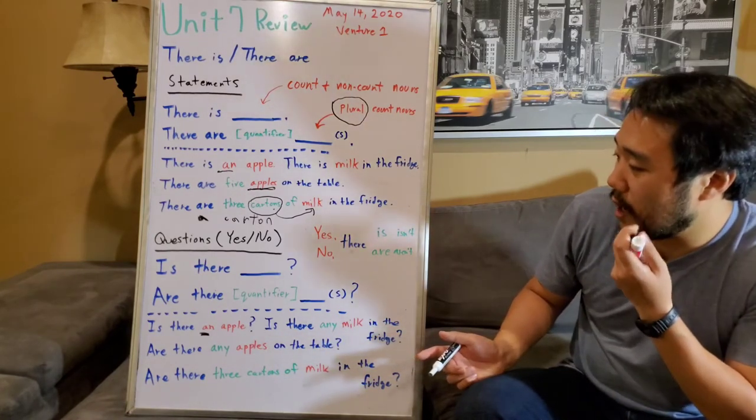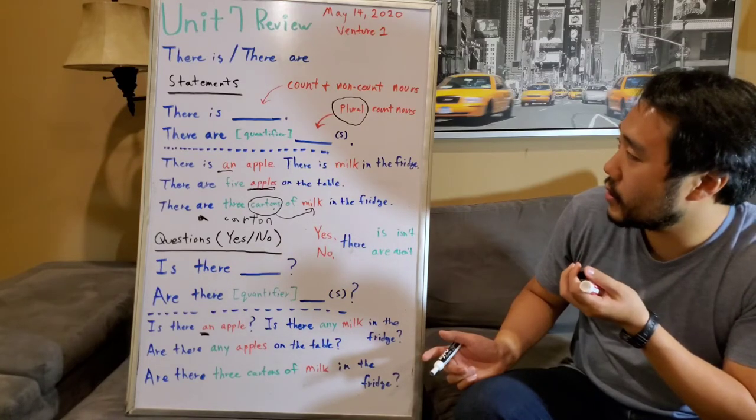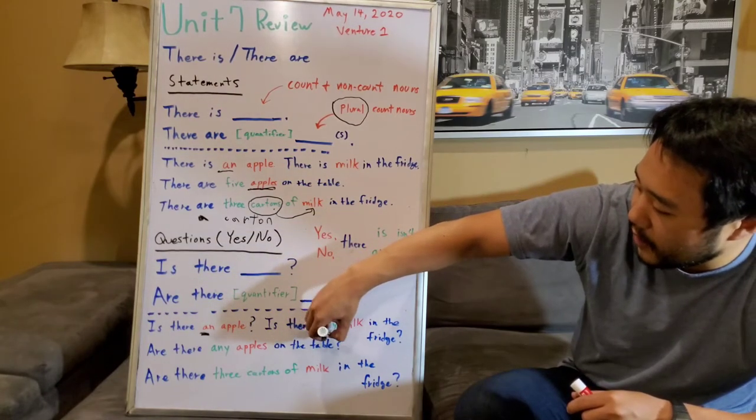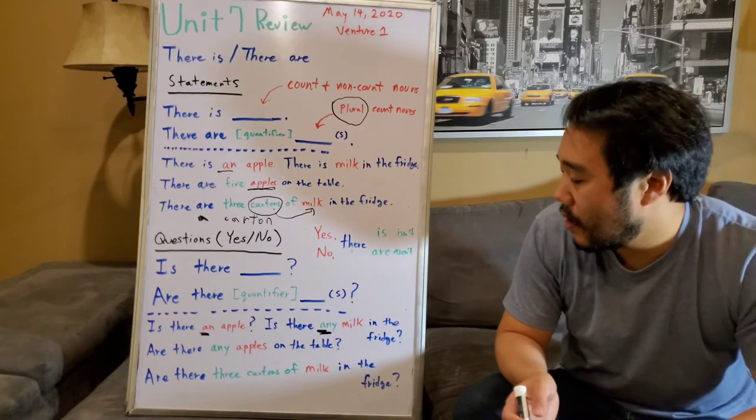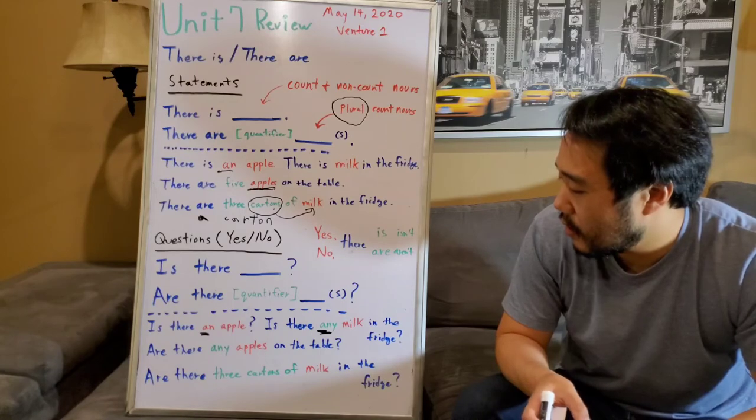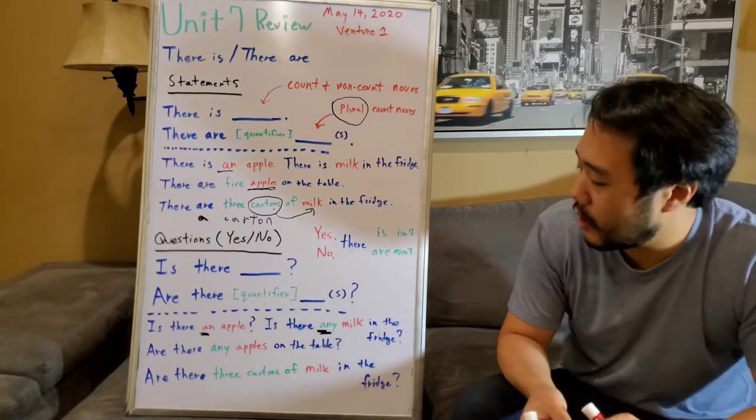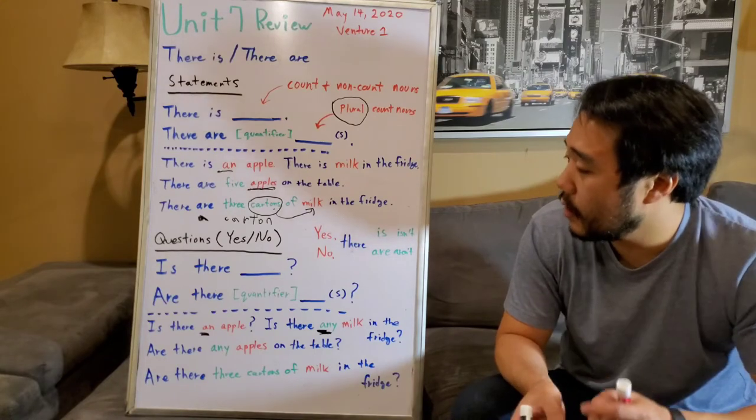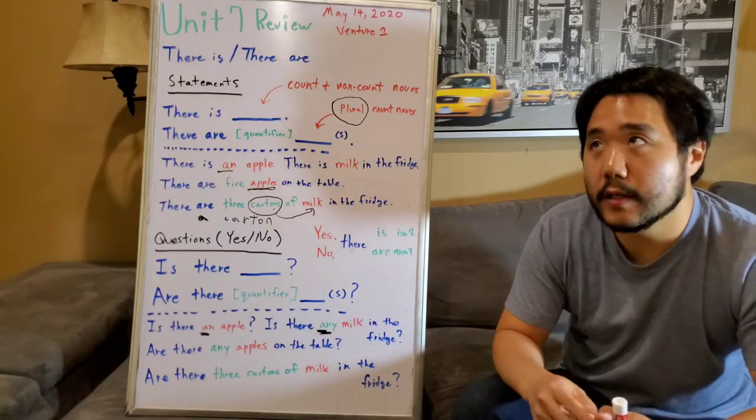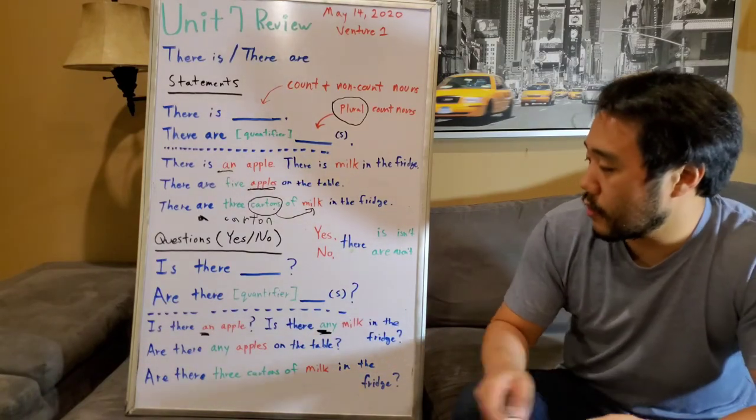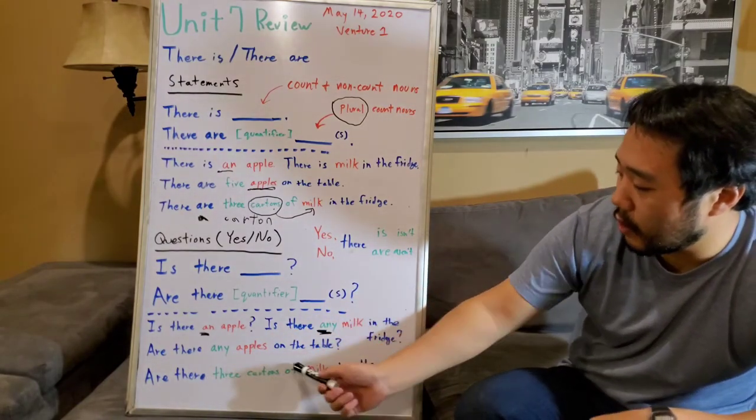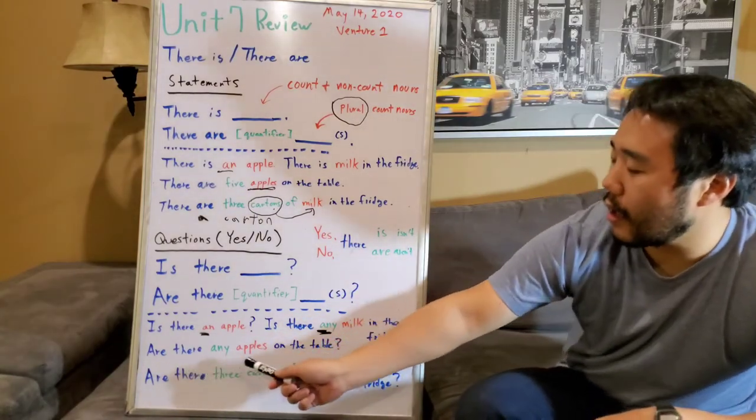In order to ask a question about count nouns, I mean non-count nouns, we have to use a quantifier. So we have to use the word any. Or it could be, is there some milk in the fridge, but I think any is the best choice. Is there any milk in the fridge? And the are there question is for the plural count nouns. So here we can see, are there, we have a quantifier, any apples on the table? Are there any apples on the table?